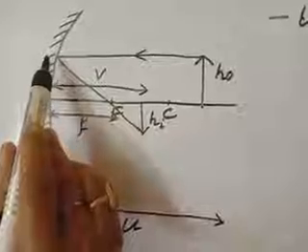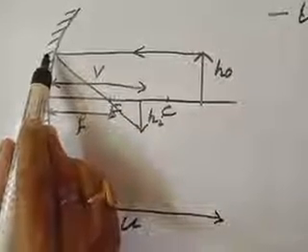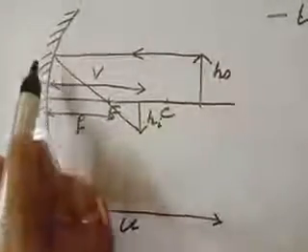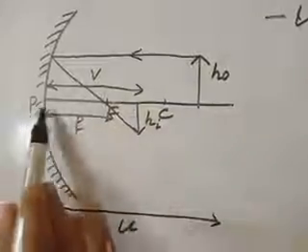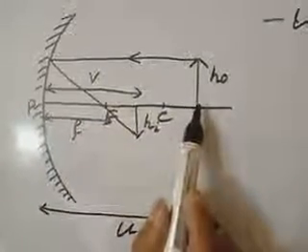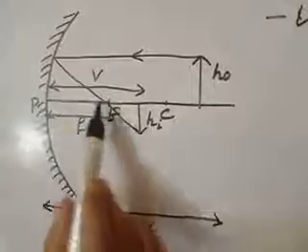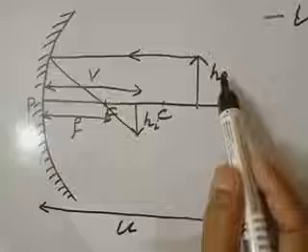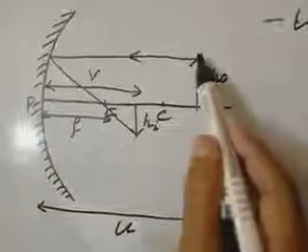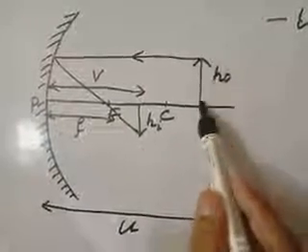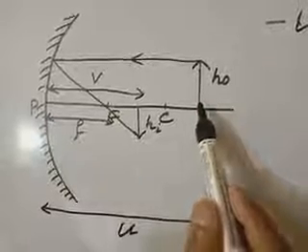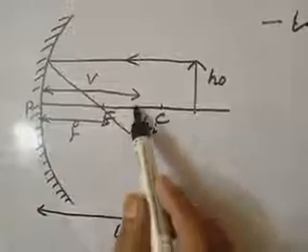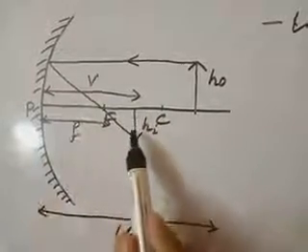Point number 3: any distance measured opposite to the incident ray is taken to be negative. Point number 4: this is the principal axis. Any distance above the principal axis is taken to be positive; here you see the height of the object is above the principal axis. And any distance below the principal axis, for example the height of the image, is taken to be negative.